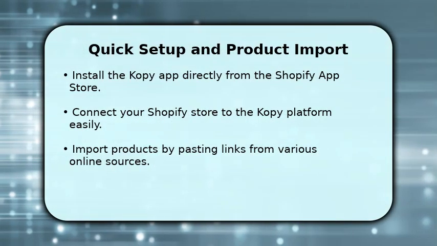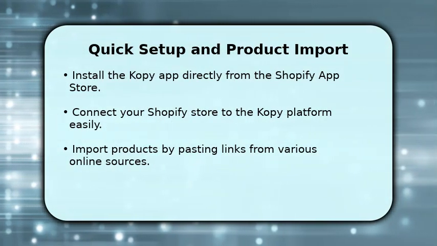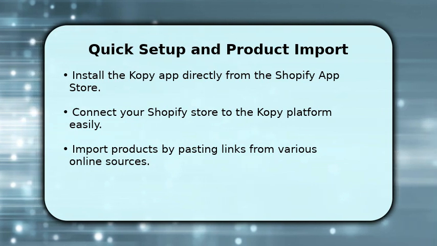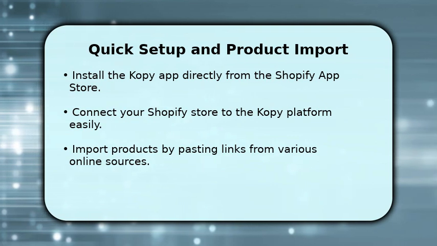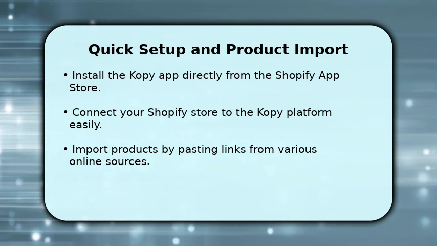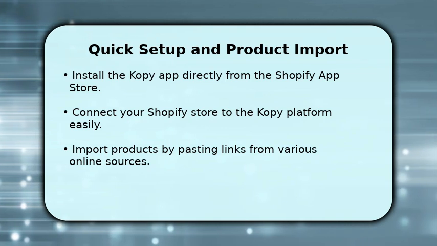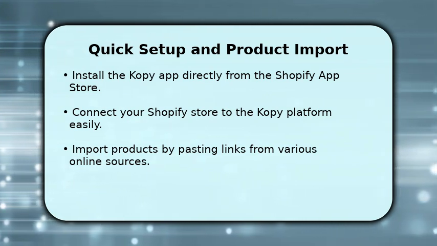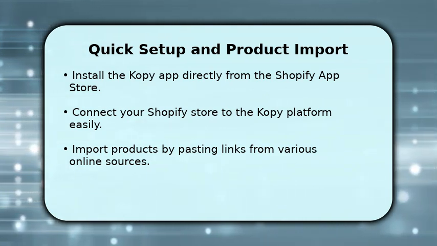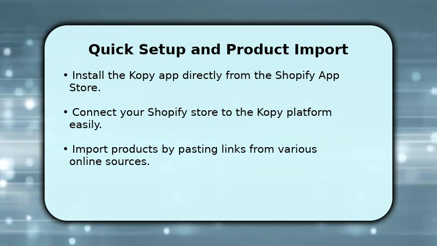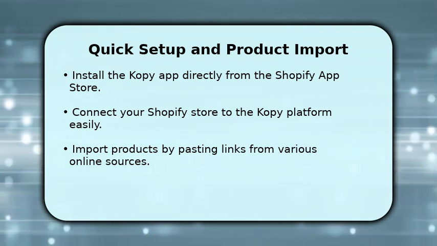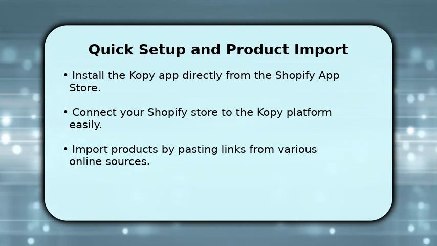Getting started with Kopy Shopify is straightforward. First, you will install the Kopy app from the Shopify App Store, which takes just a few moments. Once installed, you simply connect it to your existing Shopify store. Then, you can begin importing products by pasting links from popular platforms. The app automatically extracts crucial product information, including images and descriptions, saving you many hours of manual data entry.